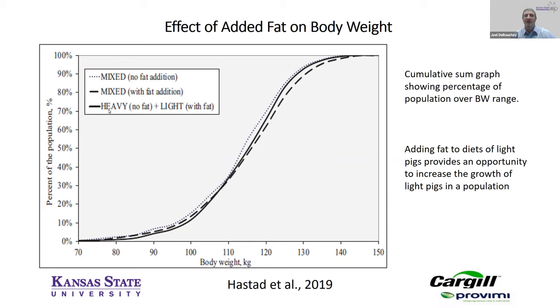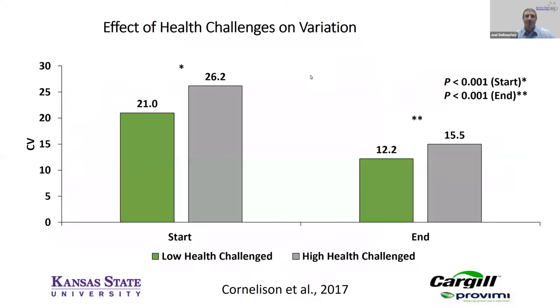But if we combine the heaviest pigs with no fat and the lightest pigs with fat, we can see we can shift that line over, and thus have the impact of feeding lighter pigs fat more precisely, increasing their body weight. And thus, if we have more time to show the data, we can actually influence the CV of that population by more strategically feeding those light pigs more energy to get them to a higher body weight.